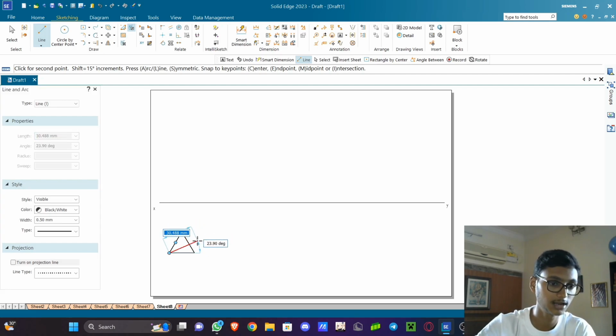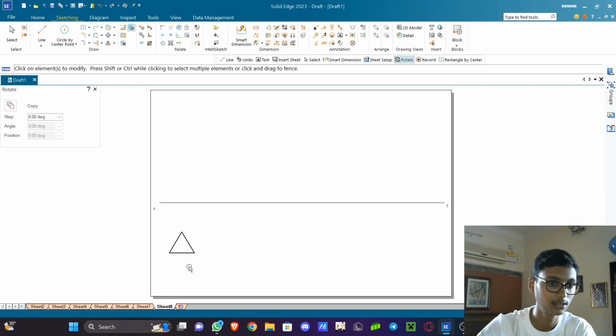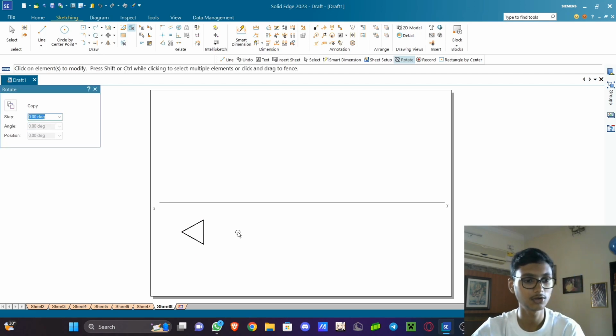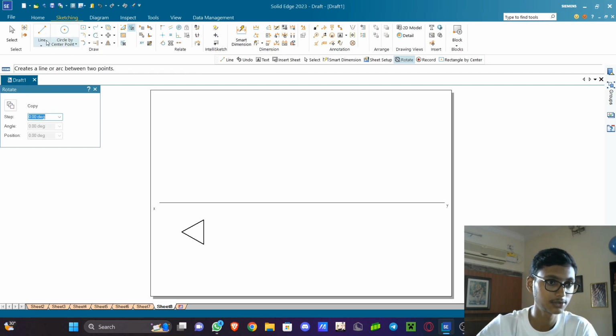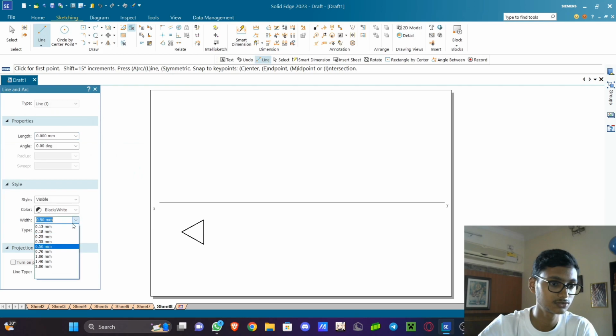So this is a triangular lamina, but it's not resting on corners, so we need to rotate the lamina. For rotating we need to select any two sides. So this is first side, second side. So now it's resting on corner. Now let us draw the projection towards XY line. For projection it should be a thin line.